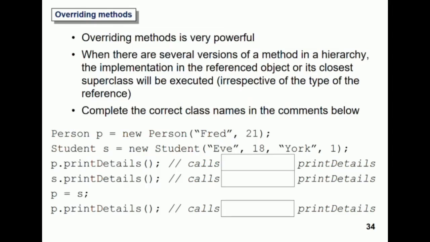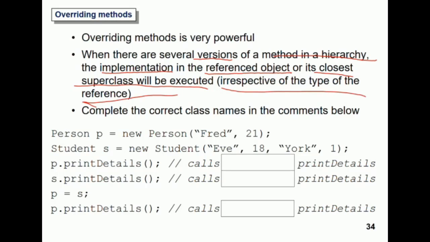So this is called overriding. Overriding is very powerful. When there are several versions of a method in a hierarchy, the implementation in the referenced object or its closest superclass will be executed. So we look at the closest object within the implementation, irrespective of the type of the reference.